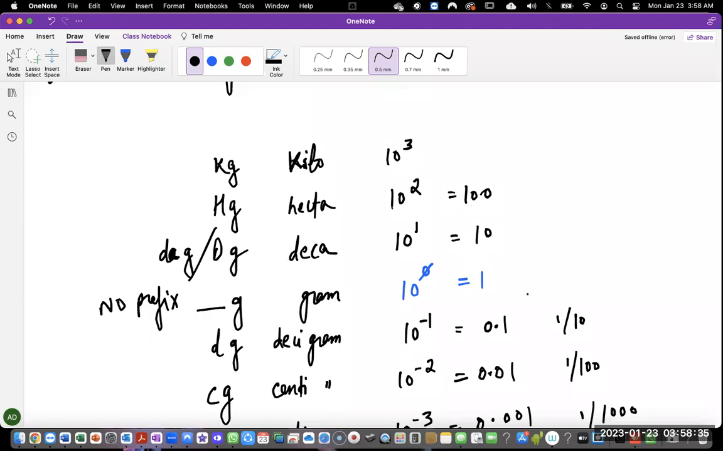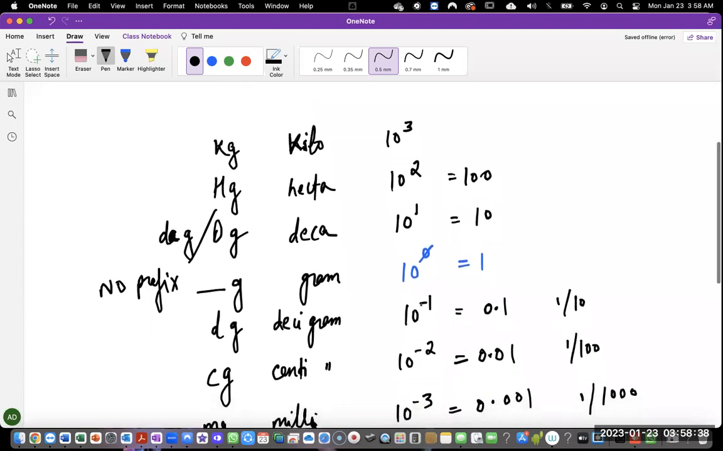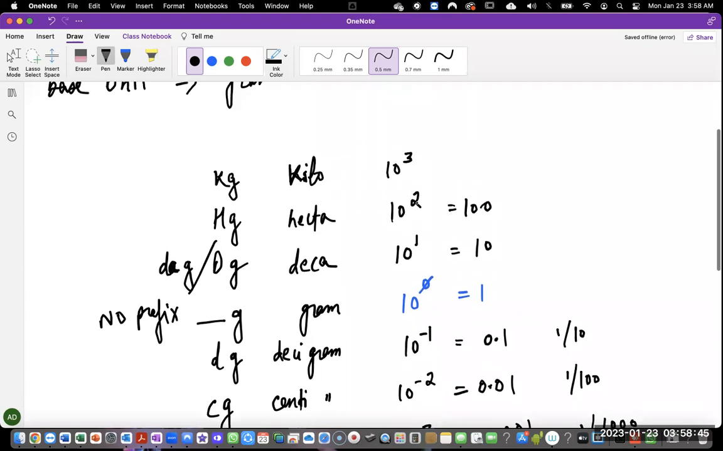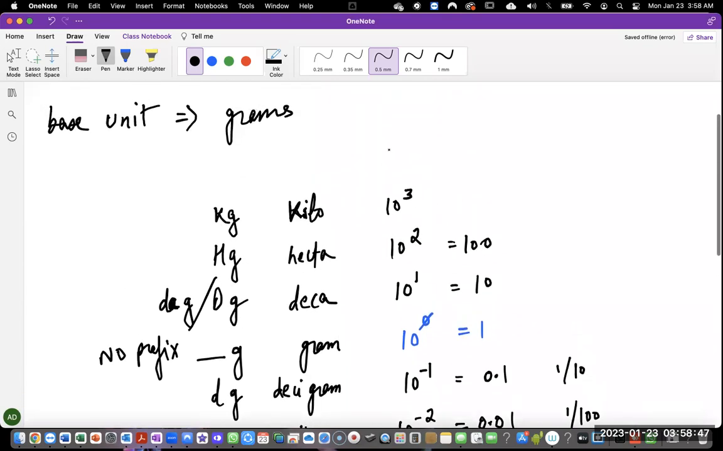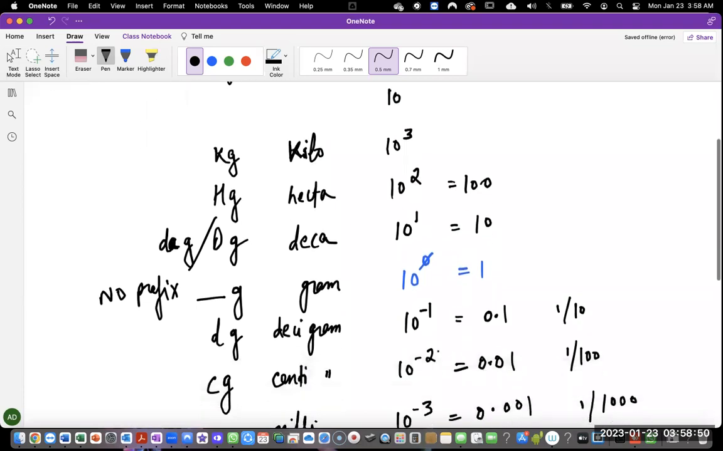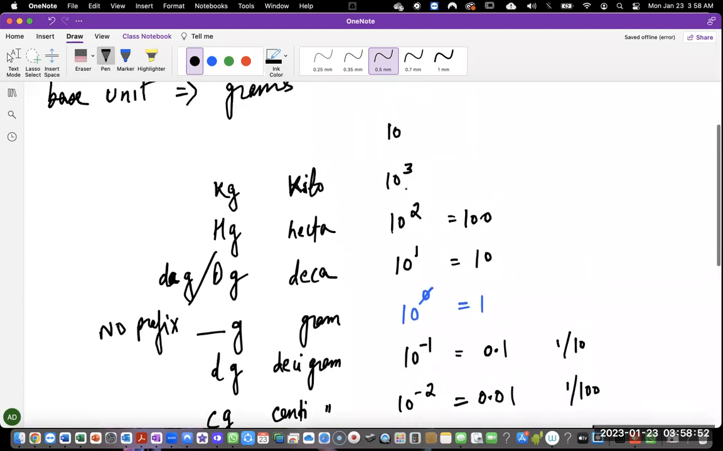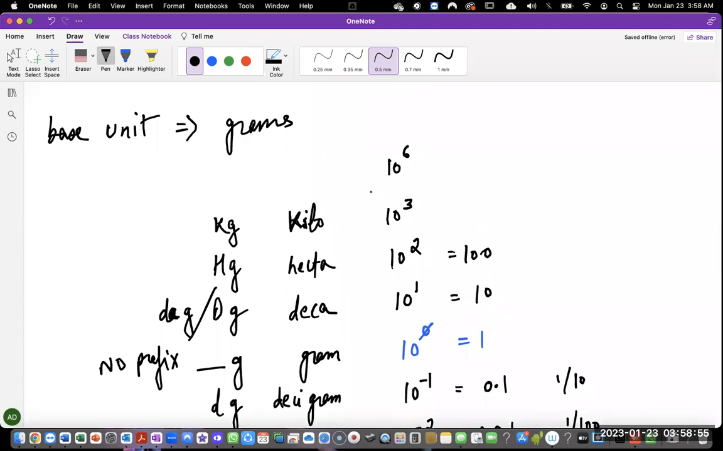So you guys actually notice that the pattern is the same. You go -1, -2, -3, and then you go 1, 2, and 3. The numbers are working the same way. So what's next? What do you guys think? Do you remember the next number? From -3, we went to -6. So from +3, we go to +6. What do you call it when you have 10 to the power 6? The prefix is mega, and the abbreviation is capital M. So if I have to write megagrams, this is how I'm going to write that.